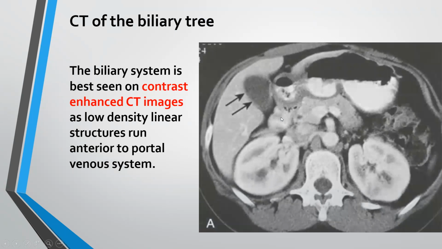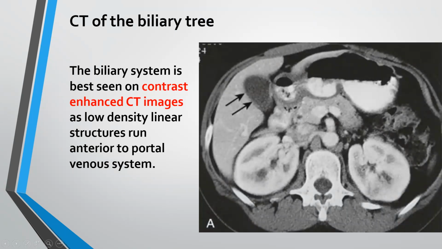CT of the biliary tree. The biliary system is best seen on contrast-enhanced CT images as low-density linear structures running anterior to the portal venous system. As we see here in the axial CT scan, the gallbladder is seen as a hypodense structure.